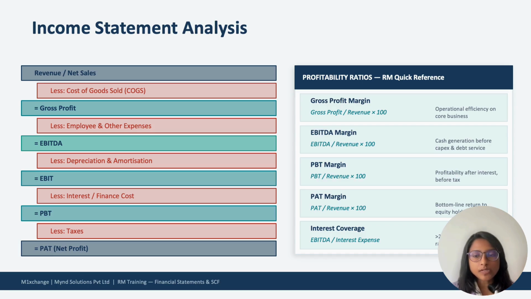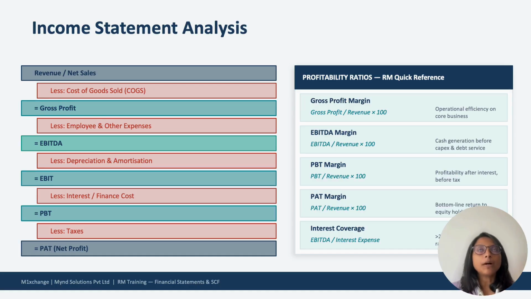Now what is my interest coverage? It will be 100 divided by 20, which is 5. So what does it tell me? That the company is generating 5 times the operating profit of its interest expense. It can cover 5 times its interest expense, right?